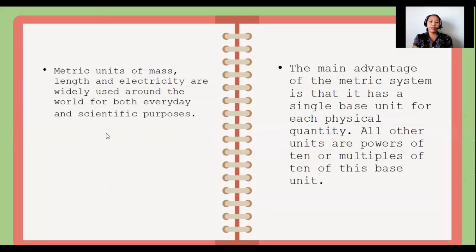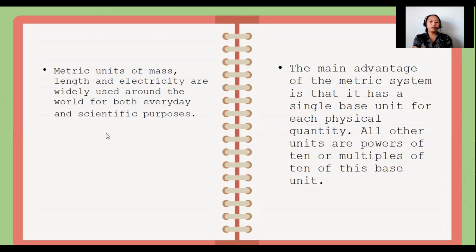So metric units of mass, length, and electricity are widely used around the world for both everyday and scientific purposes. And the main advantage of the metric system is that it has a single base unit for each physical quantity. All other units are powers of 10 or multiples of 10 of these base units. For example, we only use meter as the basic unit. Meter is the single base unit for the physical quantity of length.